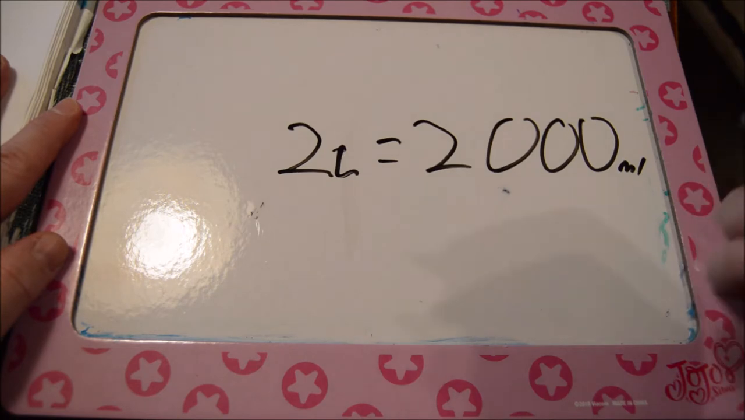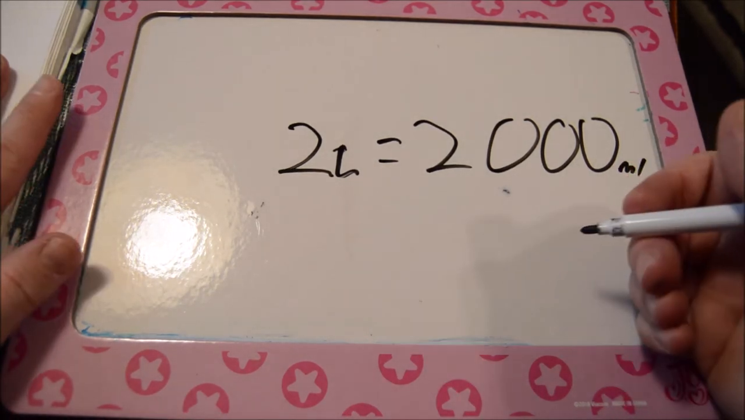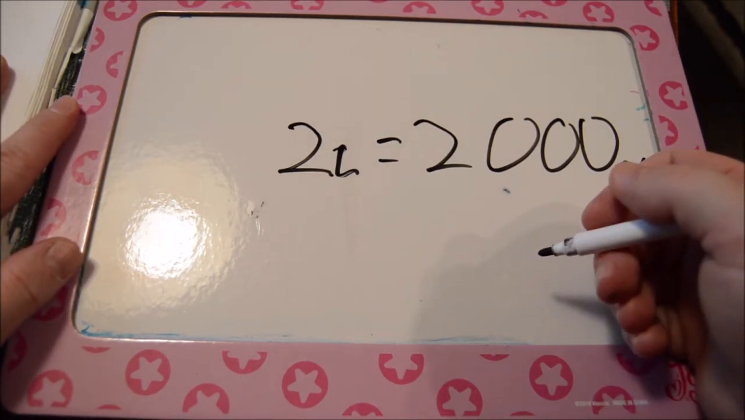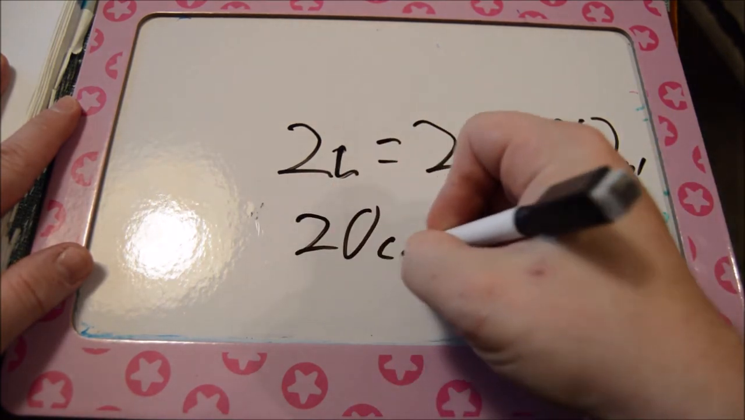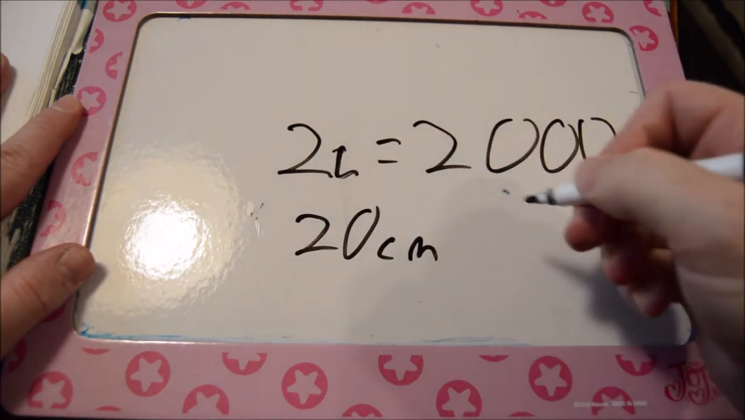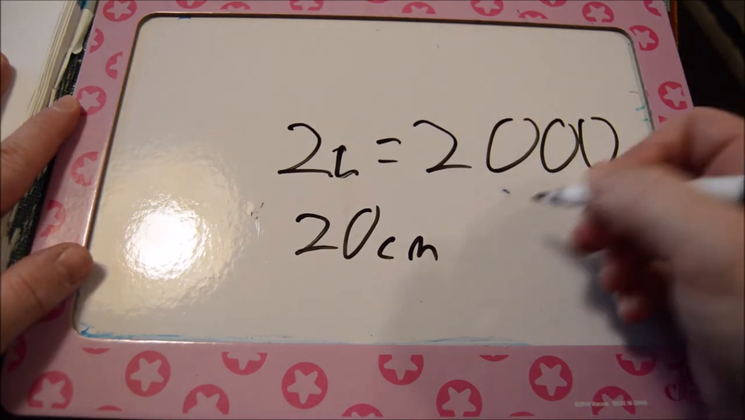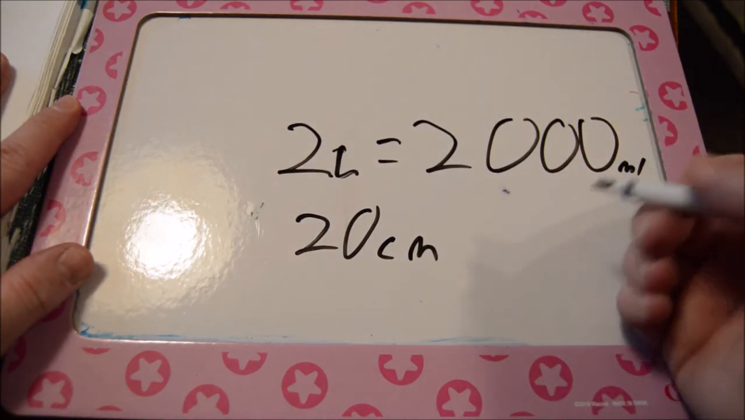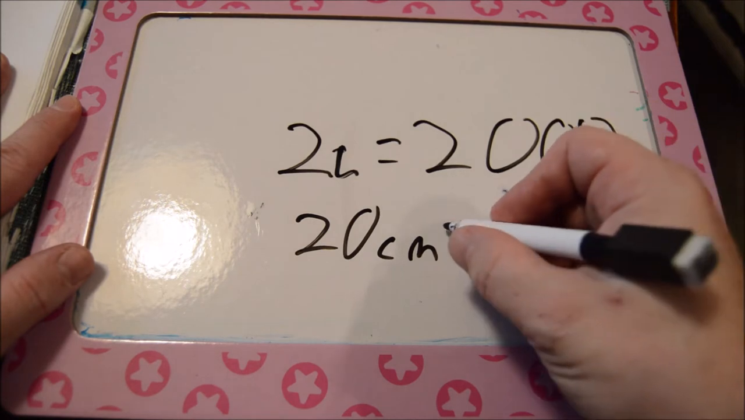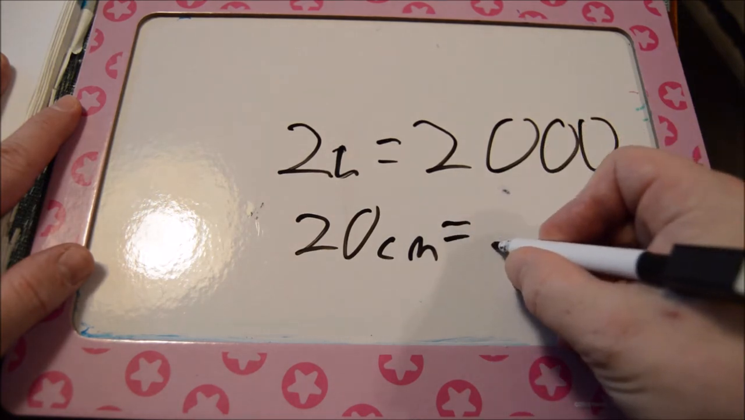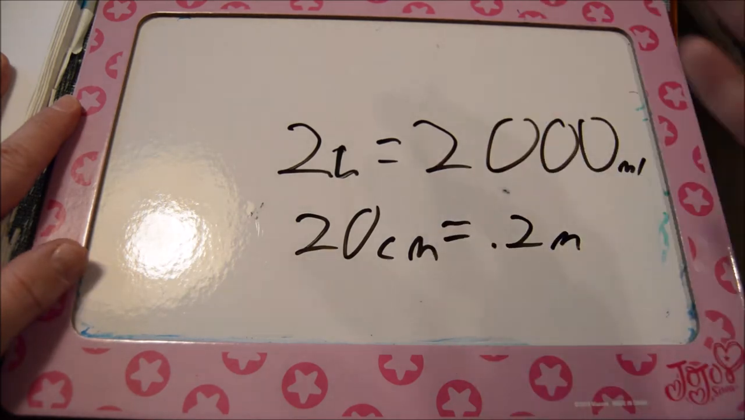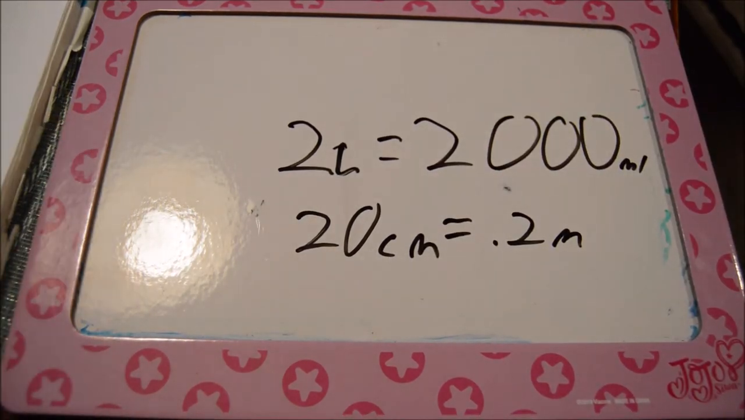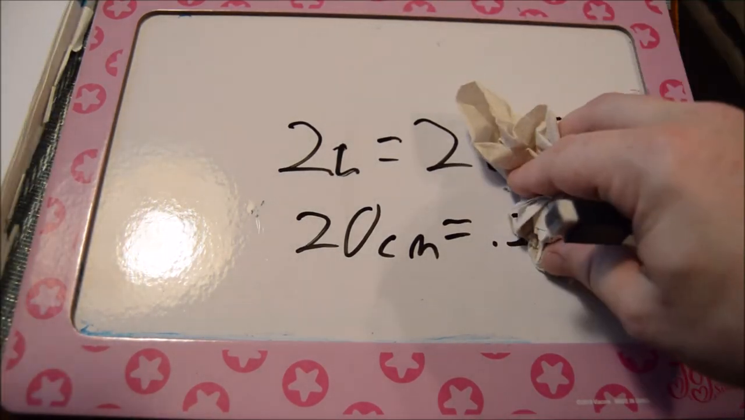You could say, let's see, 20 centimeters. That's a measure of length. So, 20 centimeters. How many meters is that? You could say, well, that's just 0.2 meters. Now, how am I doing these conversions so quickly? Well, the answer here is very simple.